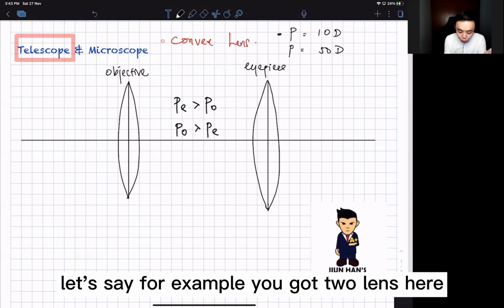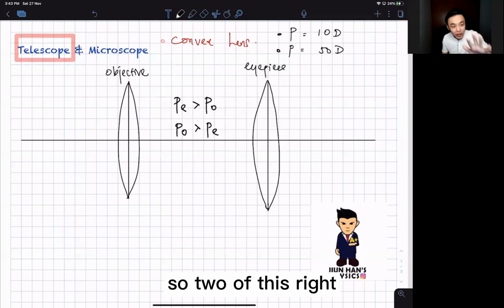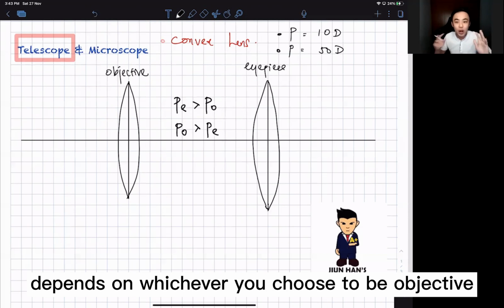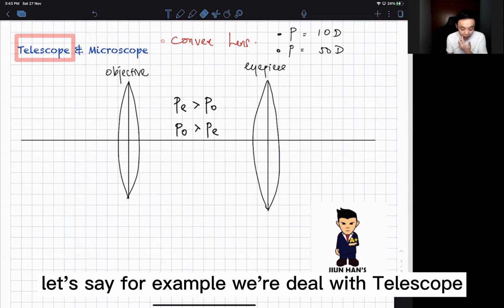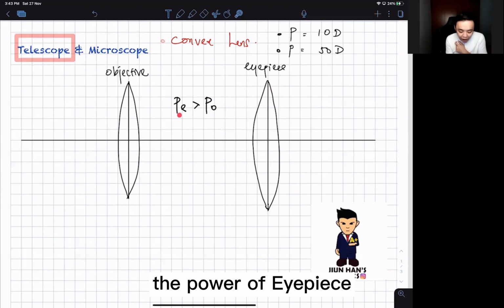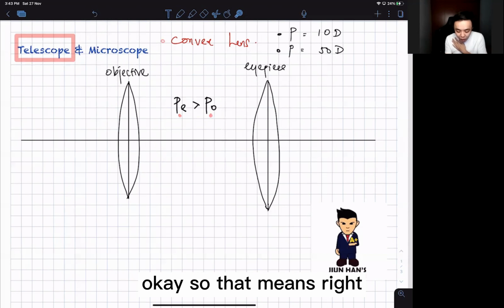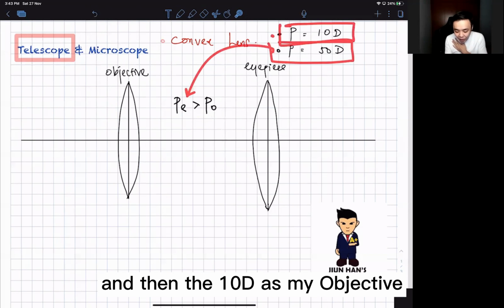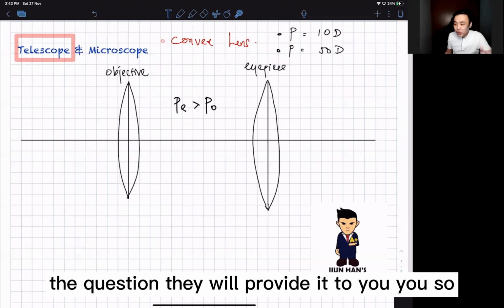Let's say you got two lenses here, 10 diopter and 50 diopter. Two of these can be used to build a telescope and also a microscope, depending on whichever you choose to be your objective and whichever you choose to be your eyepiece. Let's say we deal with telescope. The power of the eyepiece has to be larger than the objective. So out of these two, I will choose the 50 diopter one as my eyepiece and the 10 one as my objective. The numbers are all random. The question will be provided.